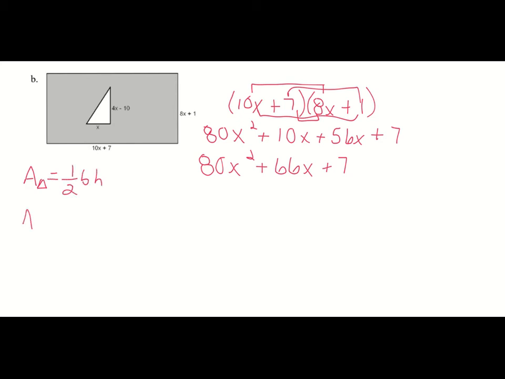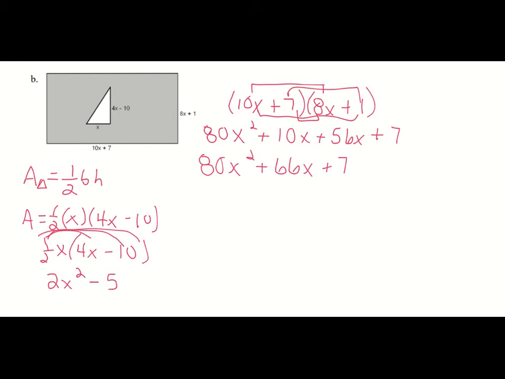So it's going to be 1/2 times x times 4x minus 10. All right, so if we multiply 1/2 times x, we end up with 1/2 x times 4x minus 10. And we got to distribute. So half of 4 is 2. X times x is x squared. So we have 2x squared. Half of 10 is 5. And then we put our x on there. So our area of our triangle is 2x squared minus 5x.